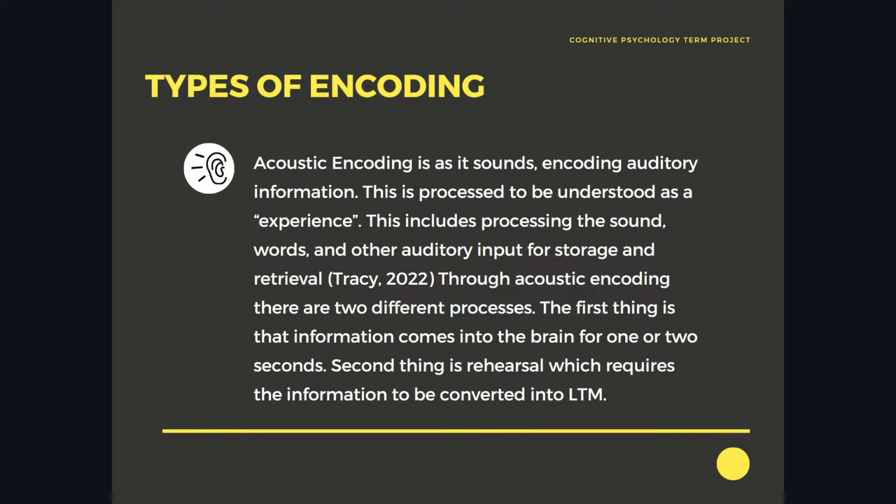This is processed to be understood as an experience. This includes processing the sound, words, and other auditory input for storage and retrieval. Acoustic encoding does have two different processes. The first process is that information comes into the brain for maybe 1 to 2 seconds. And then the next thing to happen is for it to be rehearsed, which is required for information to be converted into long term.